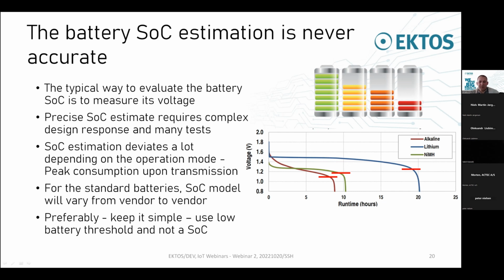So basically what we recommend is to keep it simple and not to use state of charge estimation, but use a simple voltage threshold. And when we go over the threshold, we inform the user that it's time to change the battery. Basically, that's it. Of course, for some of the products, it's not possible, but if it's possible, we recommend to do it in this way. So use a battery voltage threshold.